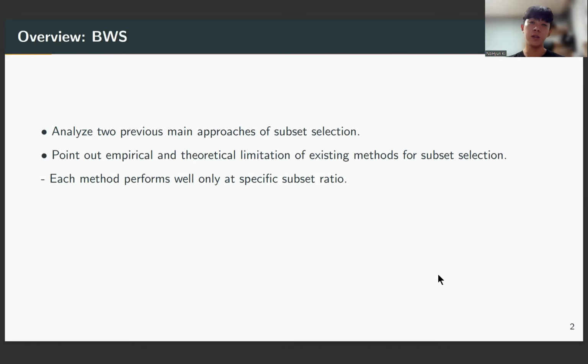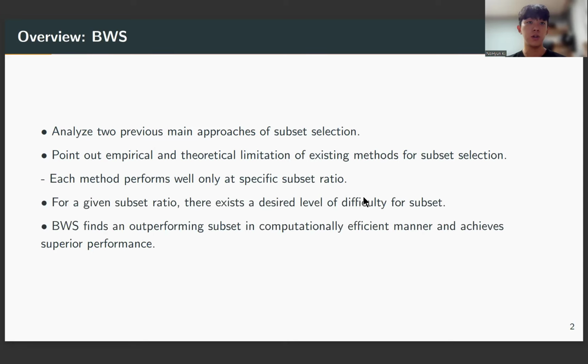At first, we analyzed two previous main approaches of subset selection. Then, we point out empirical and theoretical limitations of previous methods, which show that each method only performs well at a specific subset ratio. To resolve this limitation, we figure out that for a given subset ratio, there exists a desired level of difficulty for the subset. Next, we propose a novel algorithm, BWS, which finds an outperforming subset in a computationally efficient manner and achieves superior performance.